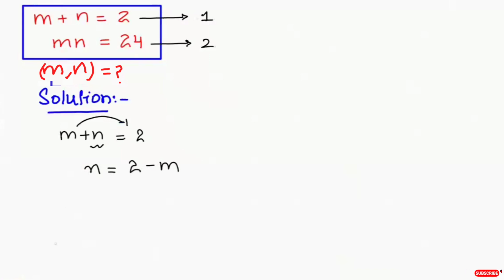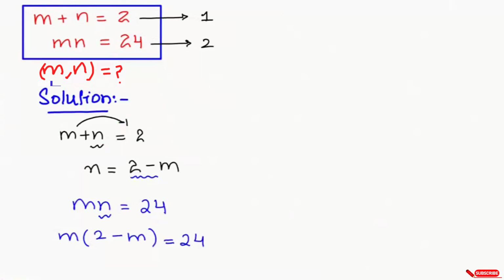Now I will take equation 2, that is mn is equal to 24. In place of n, I will plug in the value 2 minus m. So this will turn to m times 2 minus m is equal to 24. This will turn to 2m minus m square is equal to 24.